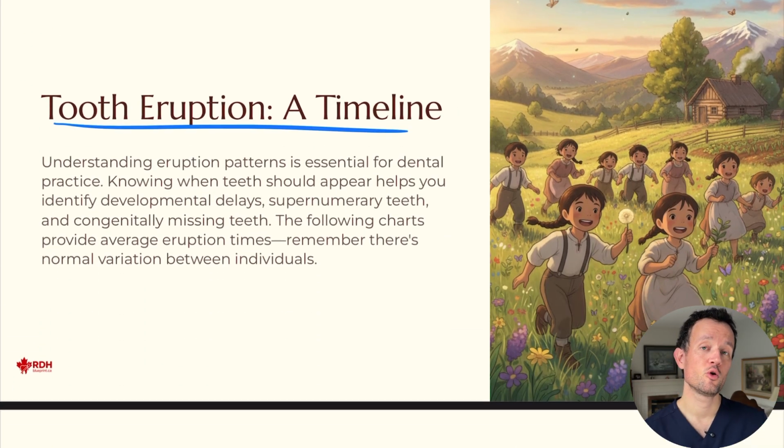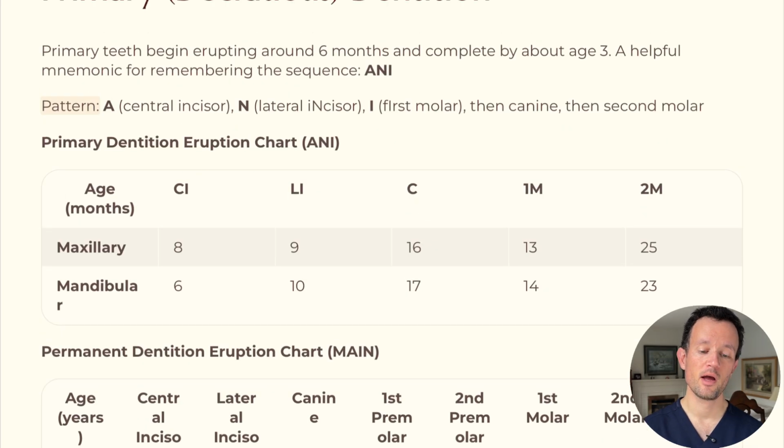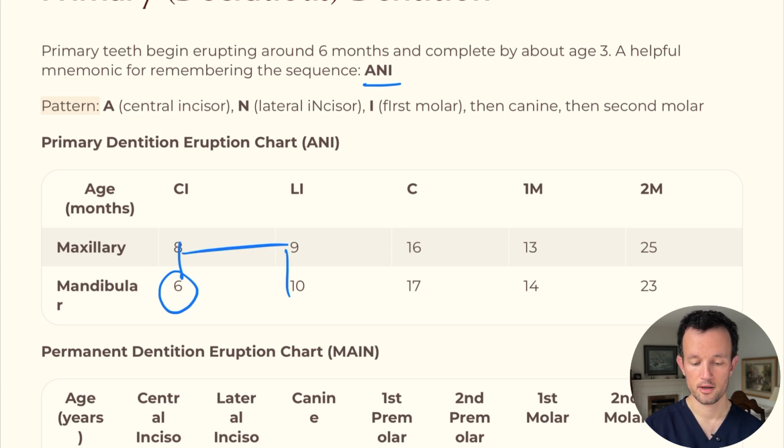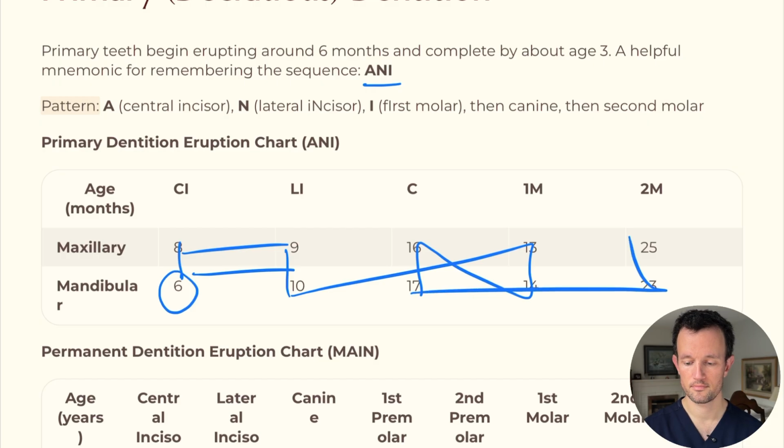Let's go over tooth eruption. What time do teeth erupt? We've been over this before in radiography, but we're going to go over it again here. The way I remember it is Annie. If you remember that, or Annie. I do. 1, 2, 3, 4. Kind of looks like an A. Okay. Then we're going all the way over here. And you draw that. That's how I draw it.